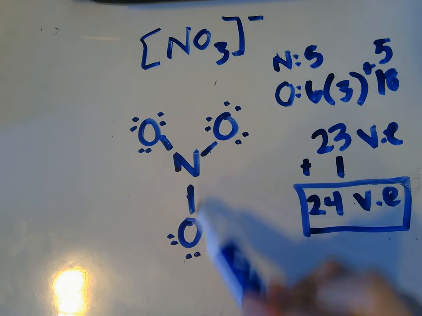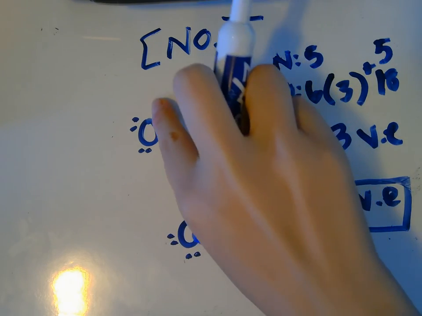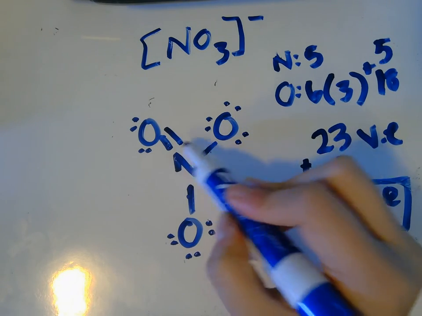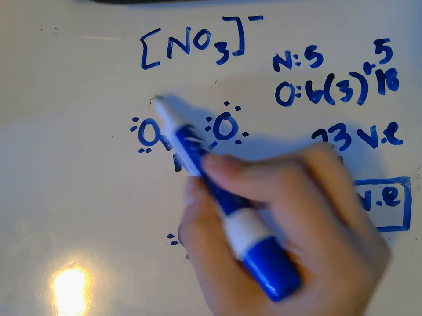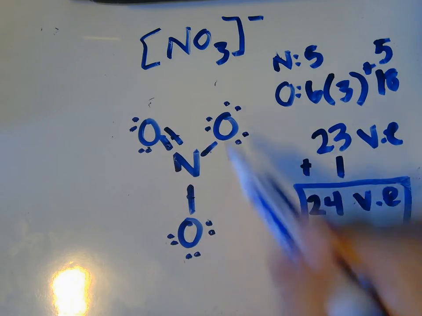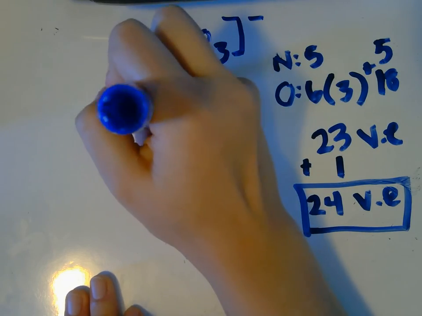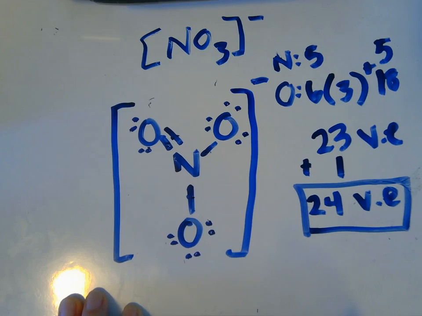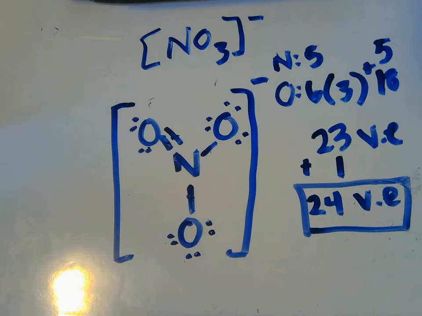So one of these oxygens is going to have to share one of their 2 electrons and draw a line like this. So now my central atom nitrogen has 2, 4, 6, 8. It's happy. This oxygen has 2, 4, 5, 6, 7, 8. Now everyone is happy. I'm almost done. Because this is an ion, I have to put the whole thing in brackets and put my charge in the top right hand corner. And that is my Lewis dot structure for NO3 -1.